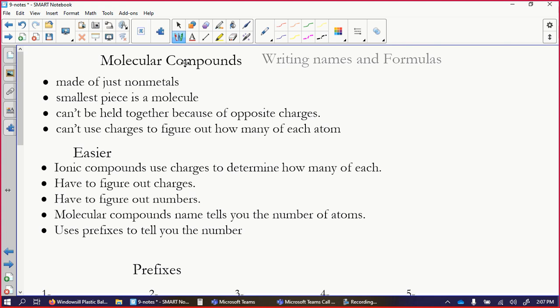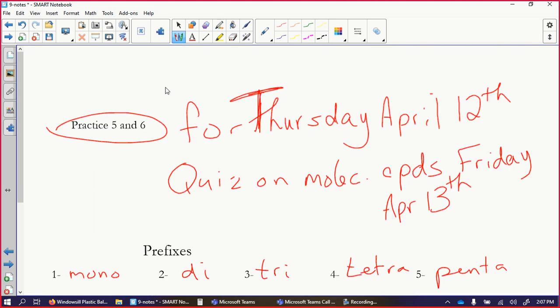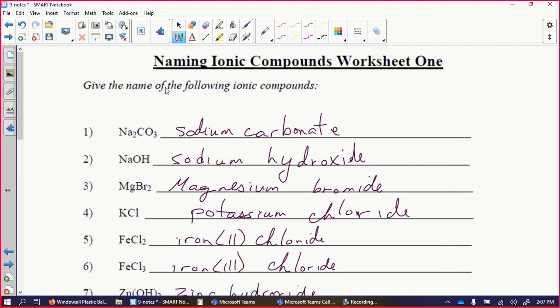Molecular compounds are all nonmetals. Instead of having this big infinite array of a crystal, we have discrete molecules. So it's got nothing to do with charges. We talked about those bondings. Most people, like if you've noticed, practice 1, 2, and 3 are all ionic compounds, or 1, 2, 3, and 4. And then I think it's 5 and 6 are molecular, and they're somewhere in here.